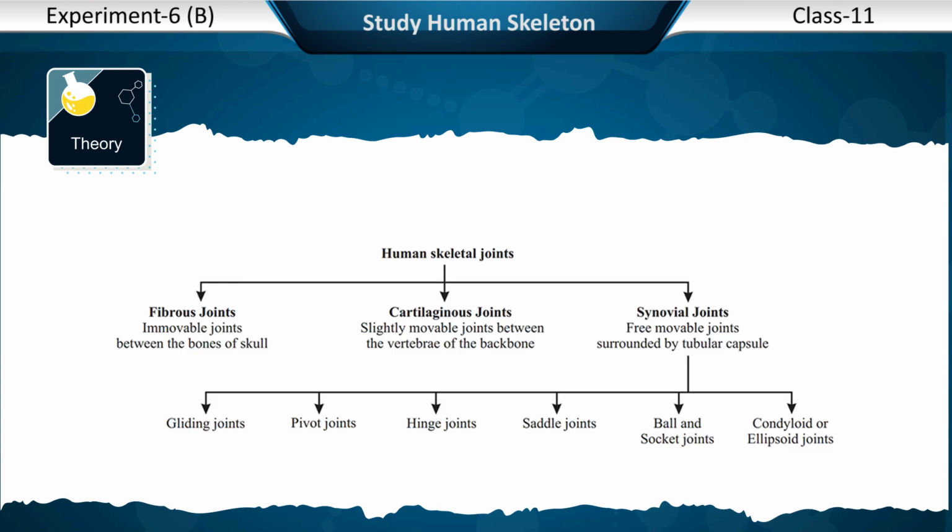Human skeletal joints: fibrous joints, immovable joints, between the bones of skull; cartilaginous joints, slightly movable joints between the vertebrae of the backbone; synovial joints, freely movable joints, surrounded by a tubular capsule: gliding joints, pivot joints, hinge joints, saddle joints, ball and socket joints, condyloid or ellipsoid joints.